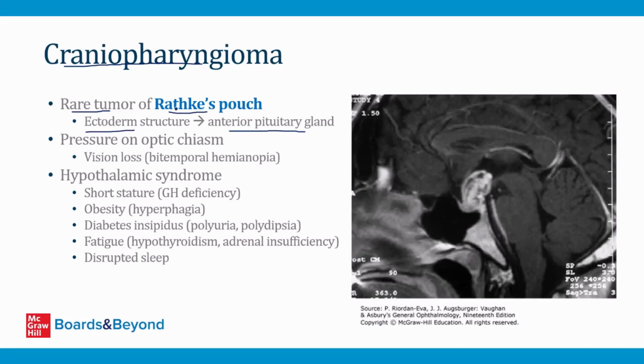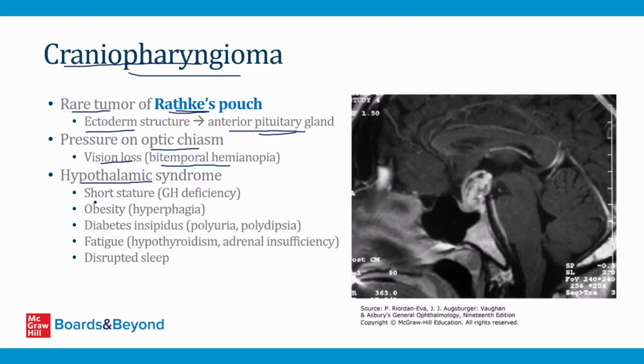And so sometimes Rathke's pouch, instead of just giving rise to the pituitary gland, will give rise to a tumor called a craniopharyngioma. And that tumor is going to grow upwards from where you normally find the pituitary gland. So this is first of all going to put pressure on the optic chiasm. It will cause vision loss, a specific type of vision loss called bitemporal hemianopia, which I talk about in the ophthalmology section. And then beyond this, this tumor will cause a hypothalamic syndrome in a child who has a craniopharyngioma.